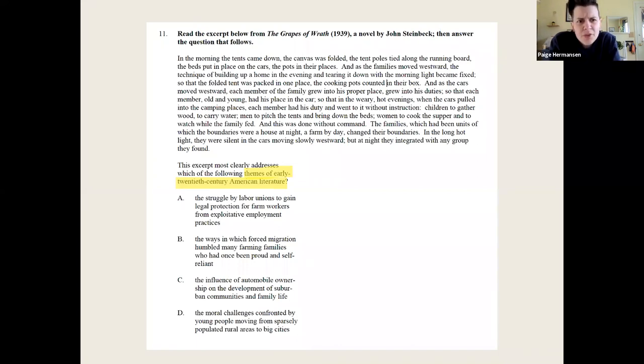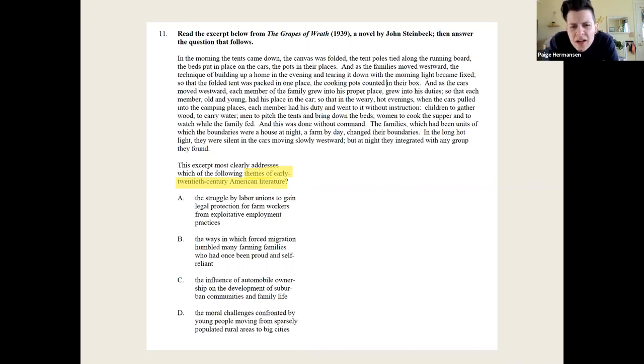No, absolutely 100% not. It mentions cars, but this passage is absolutely not talking about automobile ownership and the development of suburbs. We don't need to talk about this anymore, just no. And what about D, the moral challenges confronted by young people moving from sparsely populated rural areas to big cities.